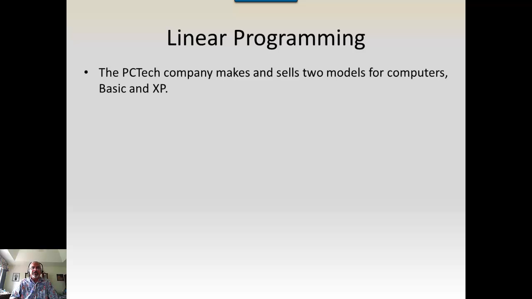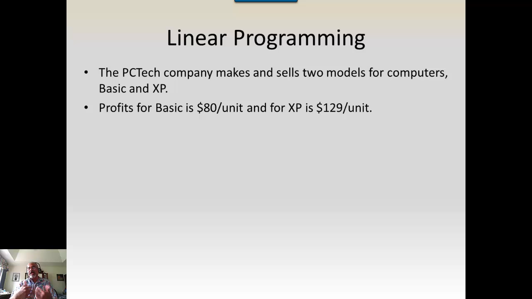So here is a company that makes two different models of computers called Basic and XP. Now when they make and sell these two products, they make a profit of $80 a unit on Basic and $129 per unit of XP. These numbers need to be calculated. If you look at the textbook, it has information on how to come up with this $80 and $129, and we'll look at that when we use Excel to solve this problem. For right now, let's take it as given. So the profit is $80 for Basic per unit and $129 for XP.